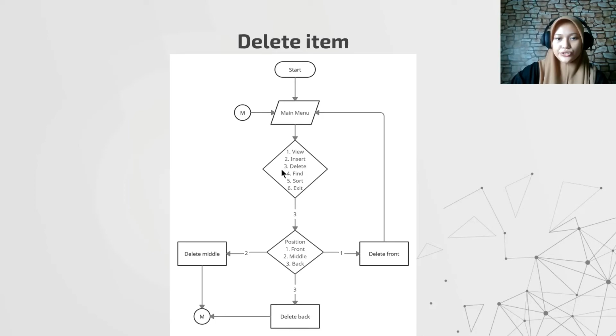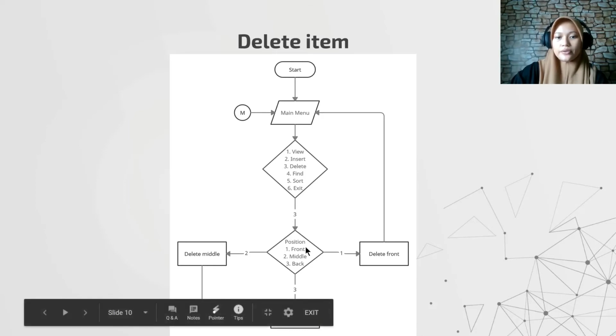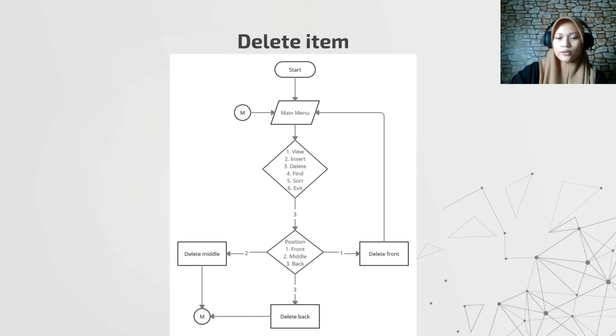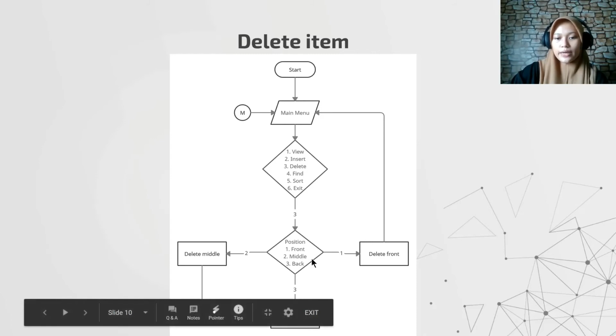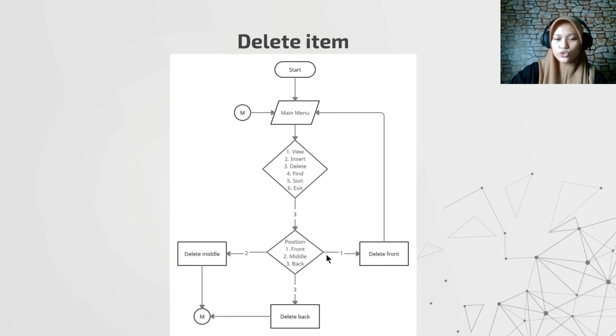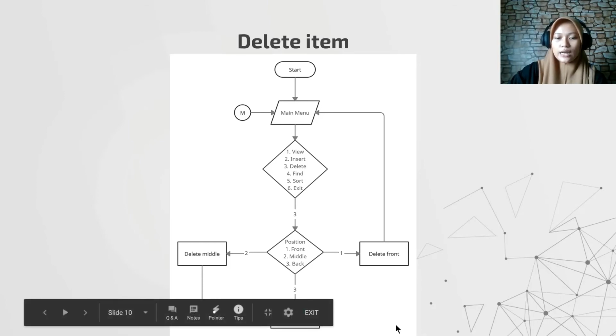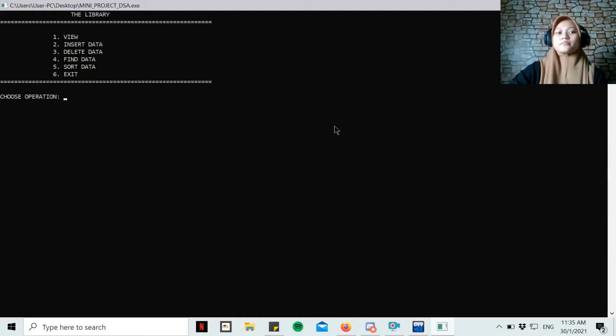After the user chooses 3, they must choose the position of the data to delete, whether it is in the front, middle, or back. If they choose 1, it will delete the front of the list. If they choose 2, it will delete the data in the middle of the list, and if they choose 3, it will delete the data at the back of the list. After either delete front, delete middle, or delete back, the user will be brought to the main menu.